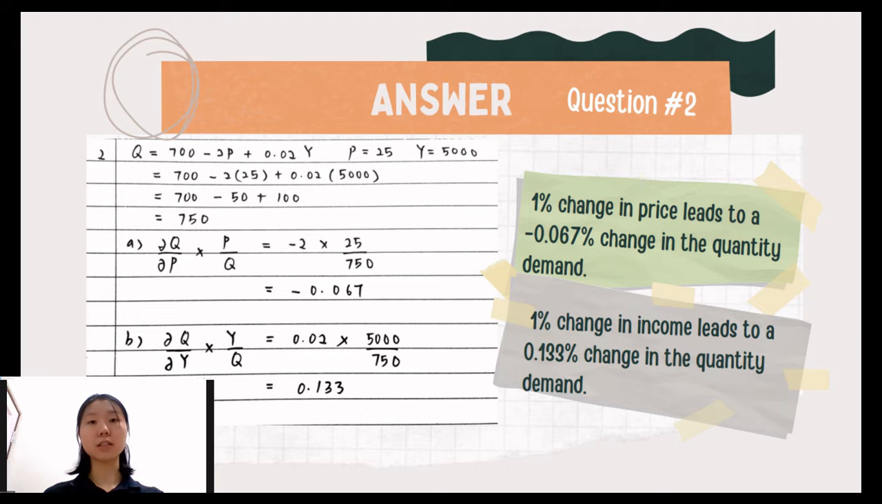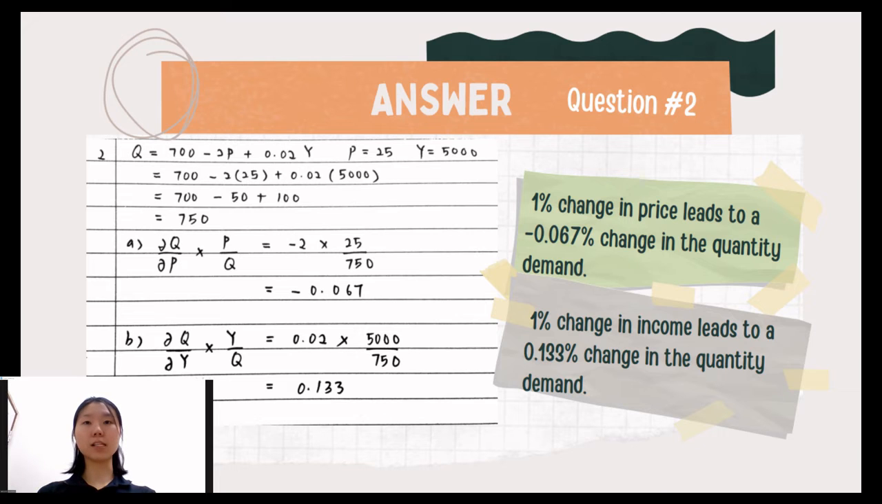For the partial derivative delta Q over delta P, we have found that is negative 2. We use negative 2 times 25 and divide by 750. And we got the answer is negative 0.067. Therefore, it means that 1% change in price leads to a negative 0.067% change in quantity demand.